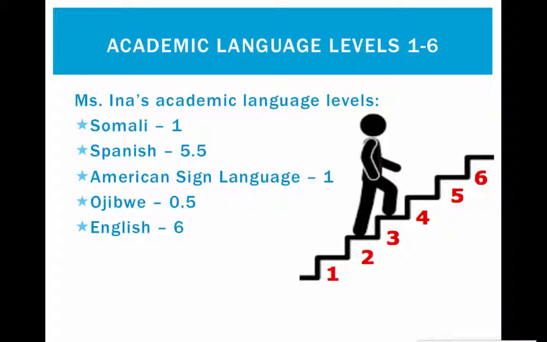Language learning is a process, and our level just depends on how much time we've spent learning it, and in what context we've studied. So I present to the students in Somali, I'm a level 1. In Spanish, my academic language level is probably a level 5.5 because I've studied for many years. In American Sign Language or Ojibwe, I have a lower language level. In English, because it's the first language that I learned and because I've used it for college, I am a level 6. But this helps students see that one person can have many different language levels, all depending on their level of experience and how much time they've studied.